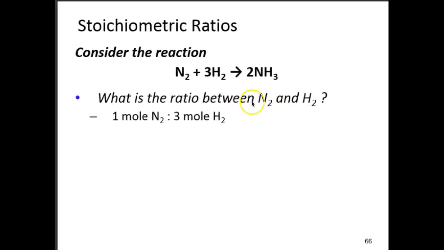So let's look at another reaction here where we're making ammonia. What's the ratio between nitrogen and hydrogen? Well, there's no number, but the coefficient in front of nitrogen would be 1. The coefficient of hydrogen would be 3. So the mole ratio would be 1 mole of nitrogen to 3 moles of hydrogen.